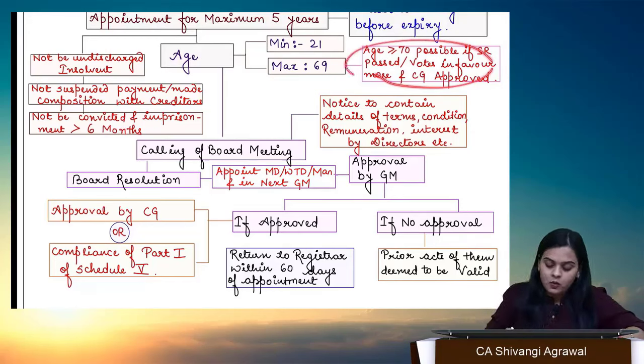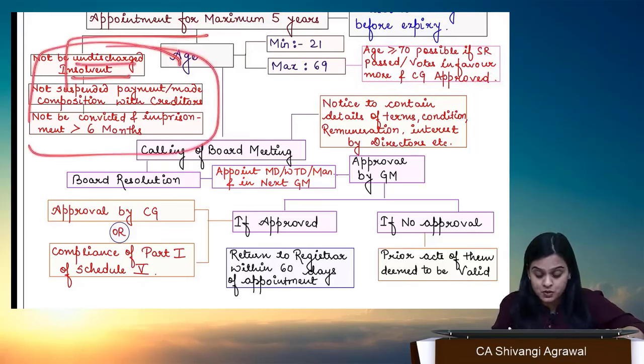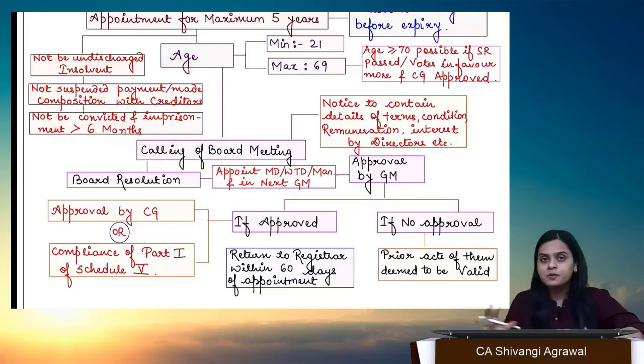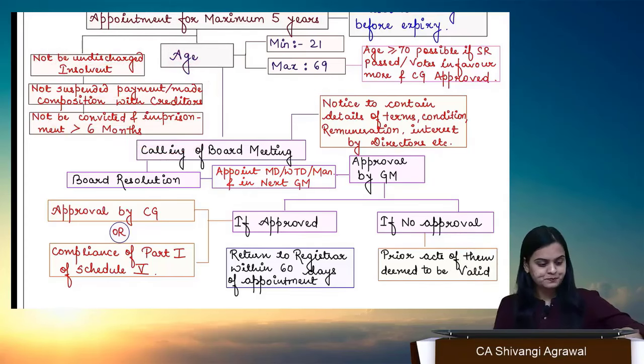Okay. What are the other disqualifications? Someone who is an undischarged insolvent, someone who has ever done a suspension with the creditors, someone who has been convicted for imprisonment for more than 6 months. Such a person becomes disqualified for life. He can never be appointed as MD, WTD or manager in any company.